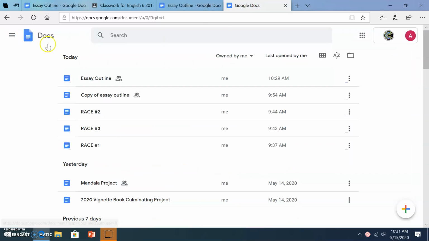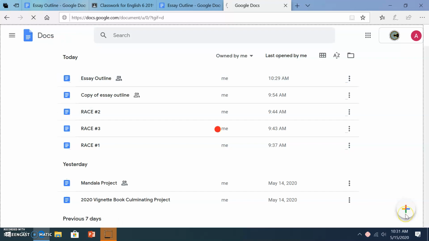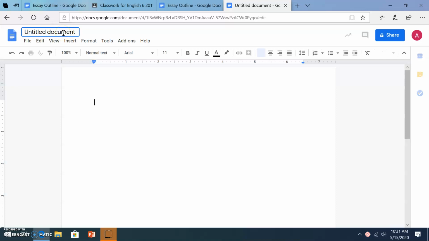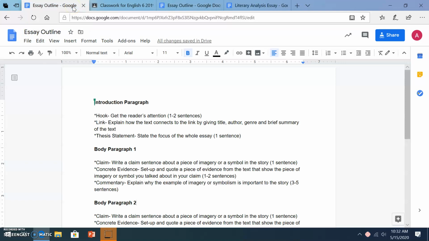All right, so the first thing I'm going to do is go to Google Docs and I'm going to start a new document. I'm going to call this document Literary Analysis Essay. And then I've got Google Docs open on 2 tabs to make this a little bit easier. I'm going to toggle over to this other one.